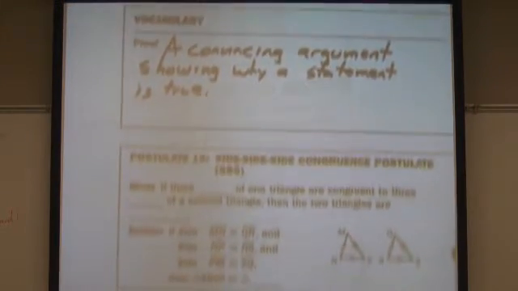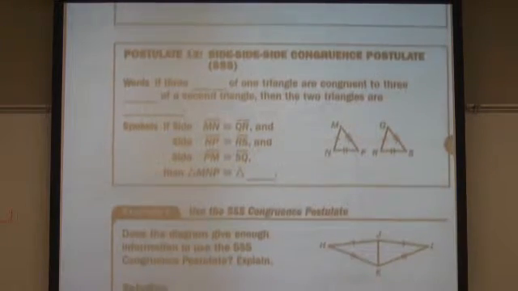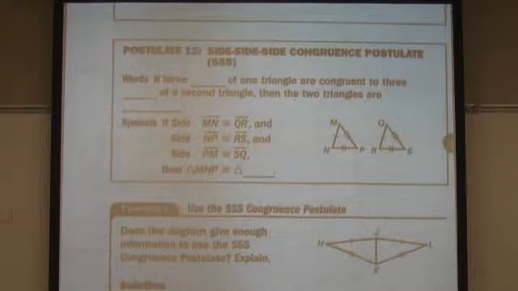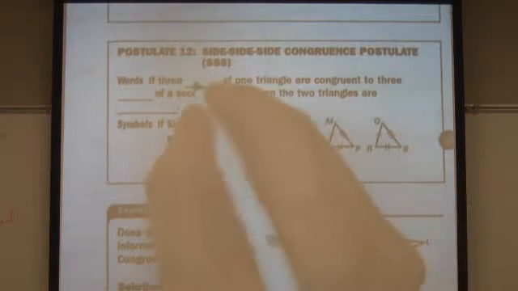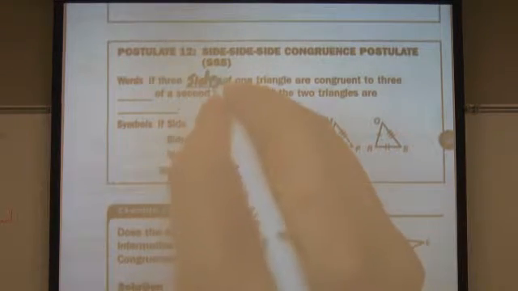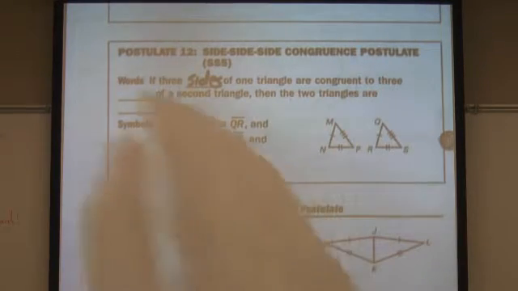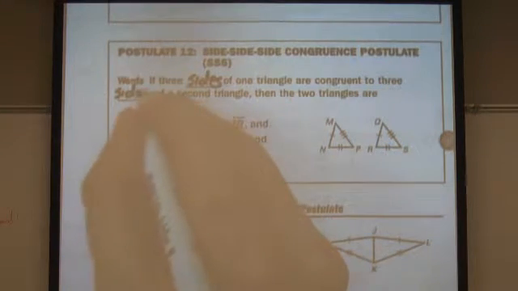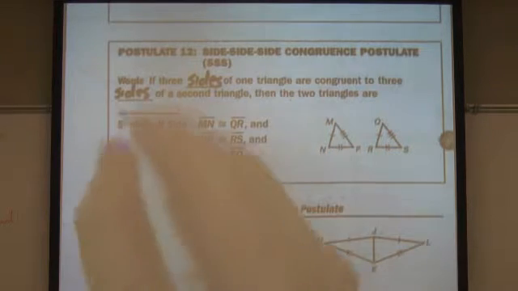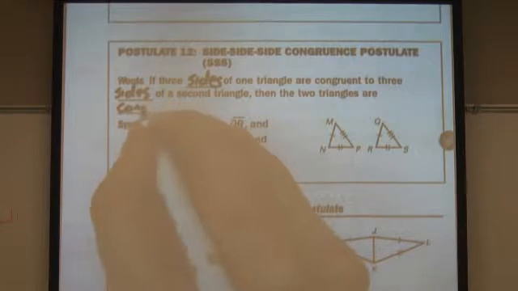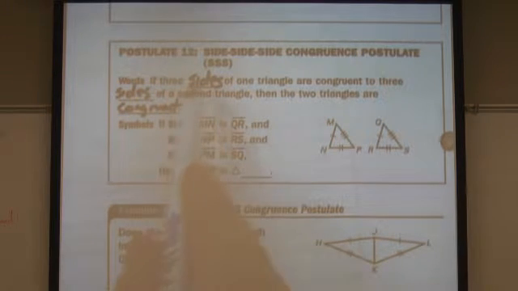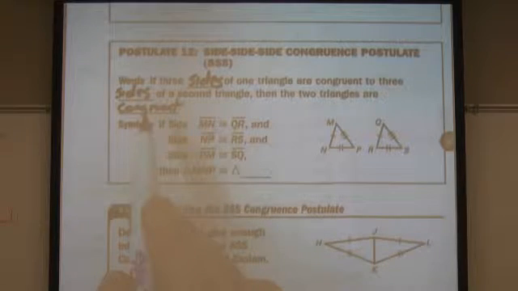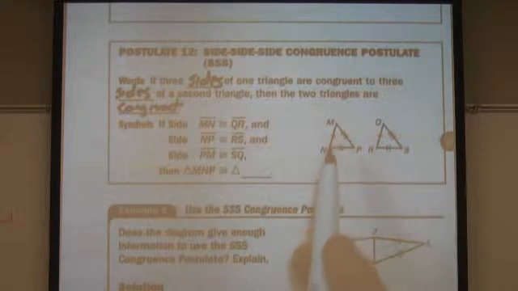The first one is called the side-side-side congruence postulate, and it simply says that if 3 sides of one triangle are congruent to 3 sides of a second triangle, then the 2 triangles are congruent. So you can notice it doesn't make any mention about the angles.